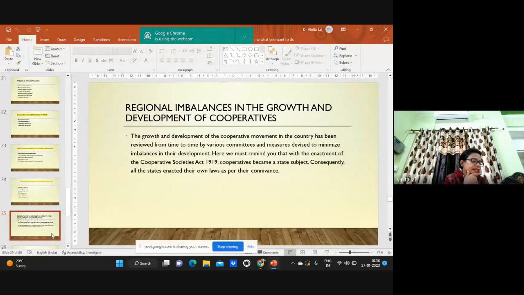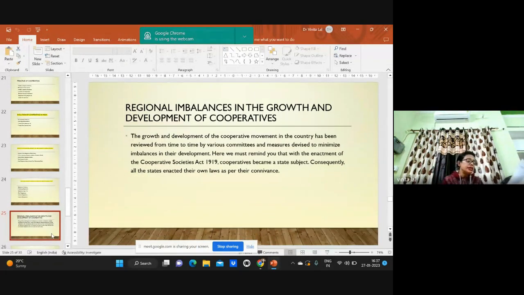And with the Cooperative Society Act 1904, cooperatives became a state subject, and all states enacted their own laws as per convenience. So the cooperative movement in this country emerged with the blessing of the government, and also worked as an active partner in the enterprises. And the laws formed by the government, however, were restrictive in certain cases, contrary to the principle of cooperation.